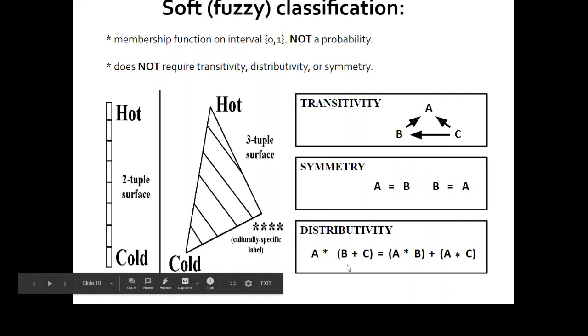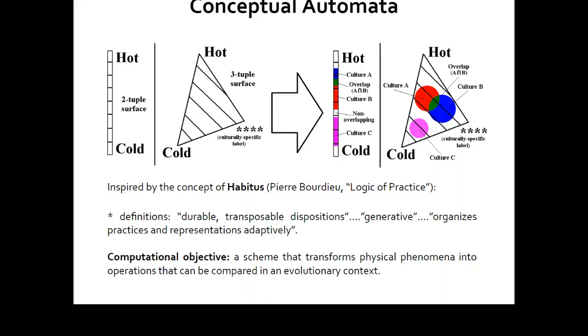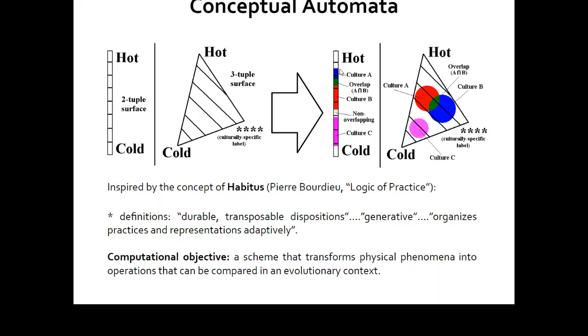And distributivity is where you have A times B plus C can also be restated in this form, but that's also not always the case. And so our conceptual automata, we have this empty tuple from a 2 to a 3 tuple. We have this represented sort of as an empty space, but then represented with our data points, and you can see that there are different cultures that overlap and don't overlap.